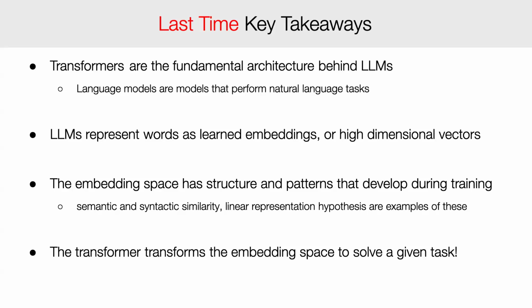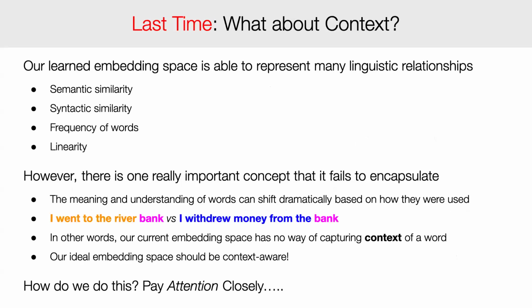Then we talked about the patterns that we found inside the embedding space, semantic and syntactic similarity, and some of the cool hypotheses around this. Finally, we talked about transformations to the embedding space as a conceptualization for what the transformer does. Words that are similar to each other, that have shared grammar, will be closer together in this embedding space, right? And then the frequency of the word and linearity are all patterns of the embedding space. But one thing that we failed to replicate is the understanding of meaning, which can shift dramatically based on the context that we find words in.